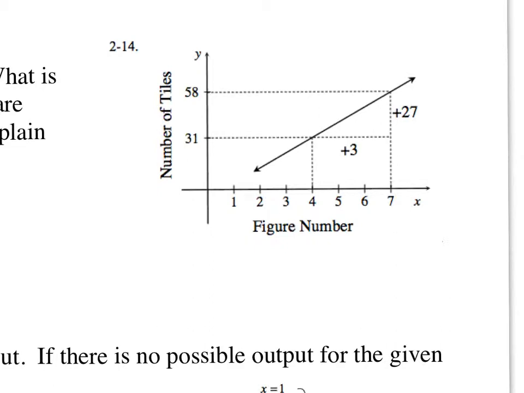So we are looking at our picture, and we want to see what's going on. We are told that every time the figure number goes over 3, it's going to increase the number of tiles by 27. So we want to figure out what is the growth factor of just by 1. So instead of going over 3, what if we go over 1? So we are going to take a look at the change in y and the change in x.